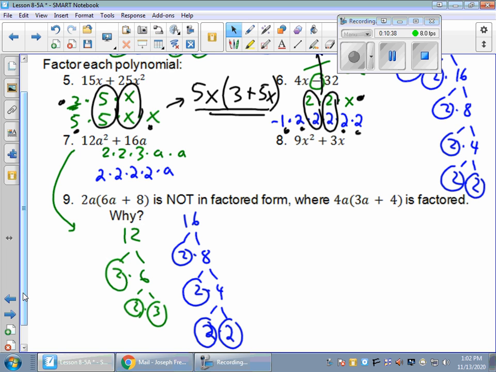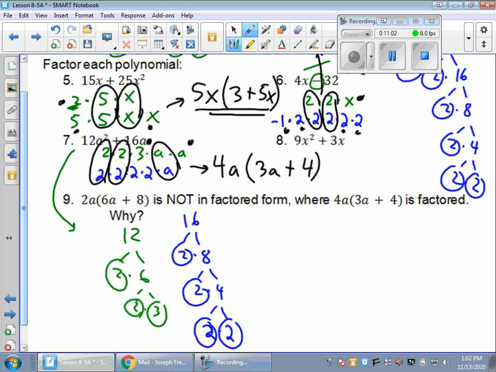So let's circle what is common here: 2, 2, and an a. So let's finish that off with 2 times 2 is 4. The a is outside the parentheses. Inside is what we did not circle, so 3a. We don't have that minus, so that's a plus. And then we're left with the 2 times 2, which is 4. And I'm going to let you do the last one there on your own.